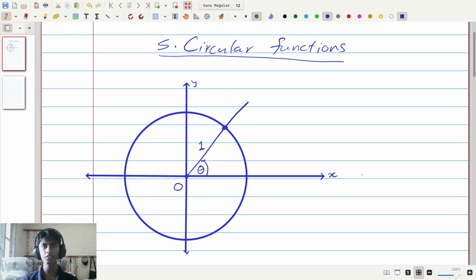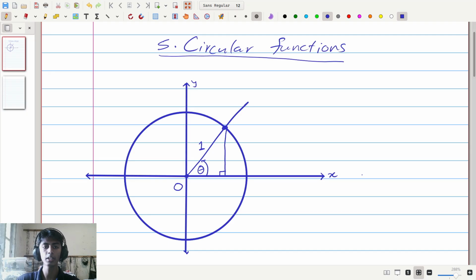Now, considering the points on the unit circle, if I draw a line at an angle theta to the x-axis along the unit circle, cutting it like this, the point of intersection is a distance of 1 away from the origin. Let's also consider the coordinates of this point. So we know the hypotenuse of this right triangle, which I am about to draw here, is 1.